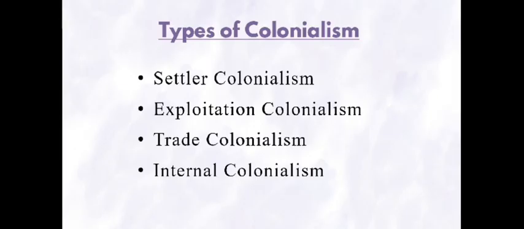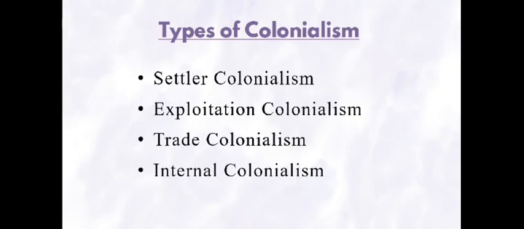Colonialism can be categorized into the following types. Settler colonialism: under this category, colonizers settle permanently, displacing indigenous populations. Example, British colonization of Australia, Canada, and the United States. Under exploitation colonialism, colonizers extract resources without settling in large numbers. Example, British rule in India.